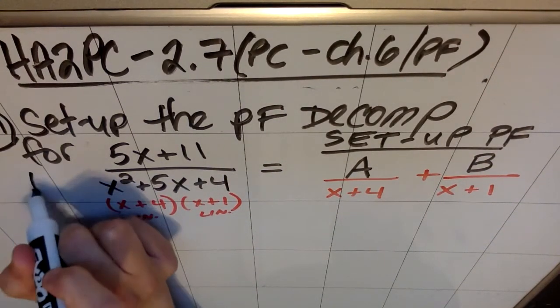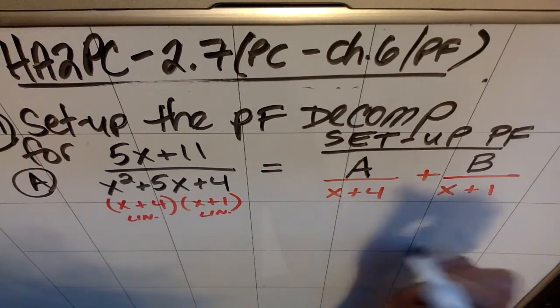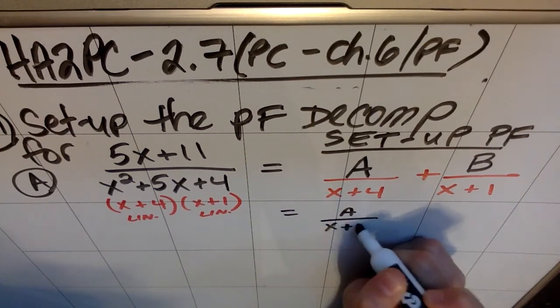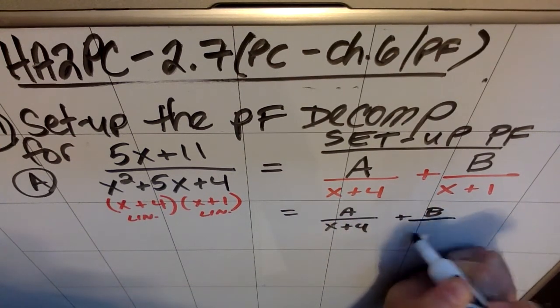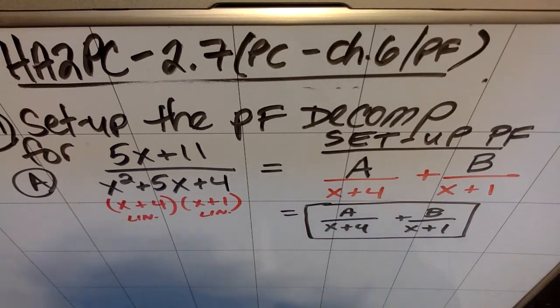We're actually going to call those constants A and B, because just setting things up is a little bit simple. So my setup is really just an A on top of x plus 4 plus a B on top of x plus 1. That's the end of my setup. I did my job. When we talk about doing this, the next steps, after we get better at this setup, are to go through and actually find the values of A and B.